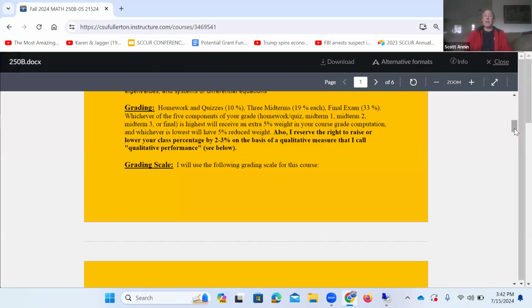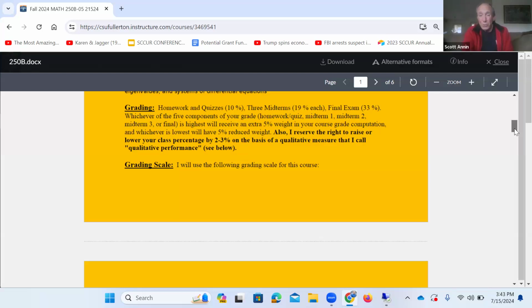I also reserve the right to raise or lower your grade by just a couple of 2 to 3 percentage points, basically to deal with borderline grade cases if I need to, based on qualitative things that don't really show up in the numbers. This would be things like showing up to office hours if you needed to, participating in class, being in class, or showing improvement over the course of the semester, or a really strong final exam. Things like that can give me the perfect excuse to bump a student up to the next grade level higher if they were pretty close, but the numbers just didn't quite get them there.